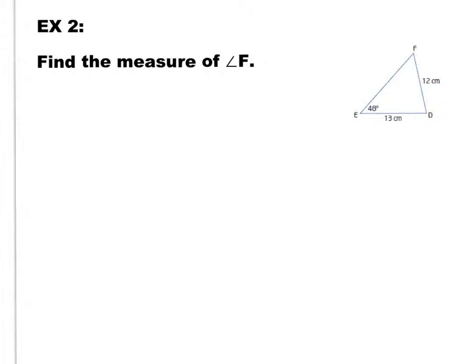Now I have 12 centimeters and also 13 centimeters, and angle 48 is in front of 12 centimeters, so it tells me that I can use sine law. So to use sine law, I'm going to write the following ratio. I'm going to say 12 divided by sine 48 is equal to 13 divided by sine f.